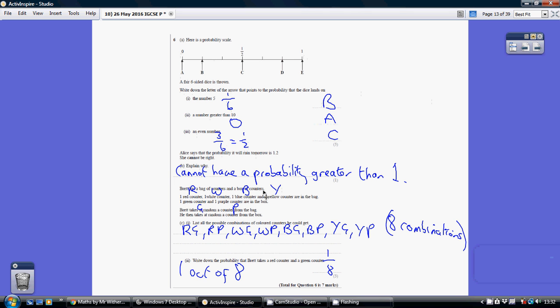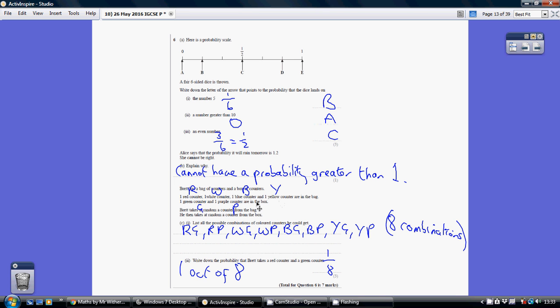Now, Brett has a bag of counters and a box of counters. He's got 1 red, 1 white, 1 blue and 1 yellow counter in the bag, and 1 green and 1 purple counter in the box. Brett takes at random a counter from the bag, and then takes at random a counter from the box. List all the possible combinations. So that's taking 1 out of the bag and 1 out of the box.